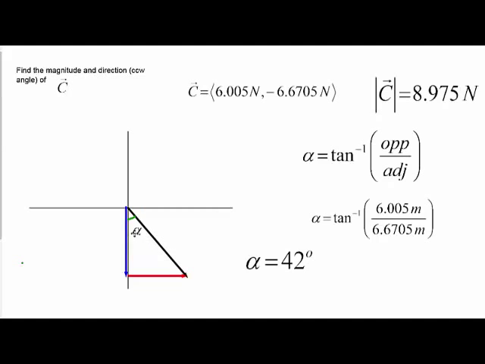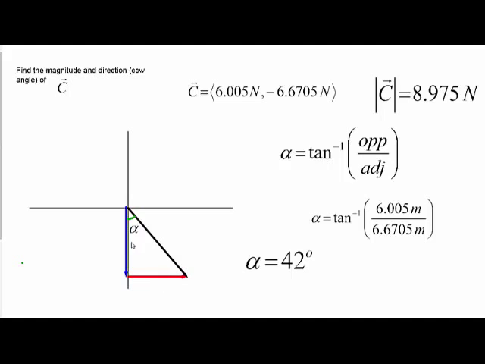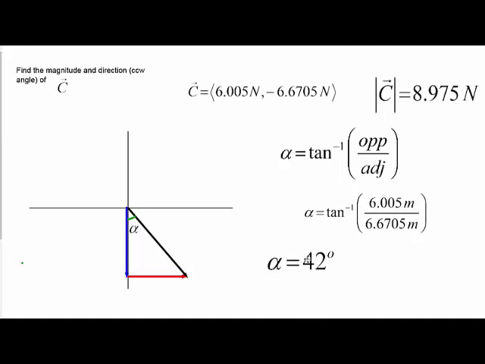We can't do that directly, but what we can do is find an angle. I've labeled this interior angle here alpha, just to give it a name. And I know that inverse tangent can tell me the angle if I know the opposite and adjacent side. Well, I do know the opposite side, it's this, or the length of the x component. And I do know the adjacent side, it's this, or the length of the y component. So doing opposite over adjacent and then taking the inverse tangent, the calculator tells me that angle alpha is 42 degrees. So am I done yet?